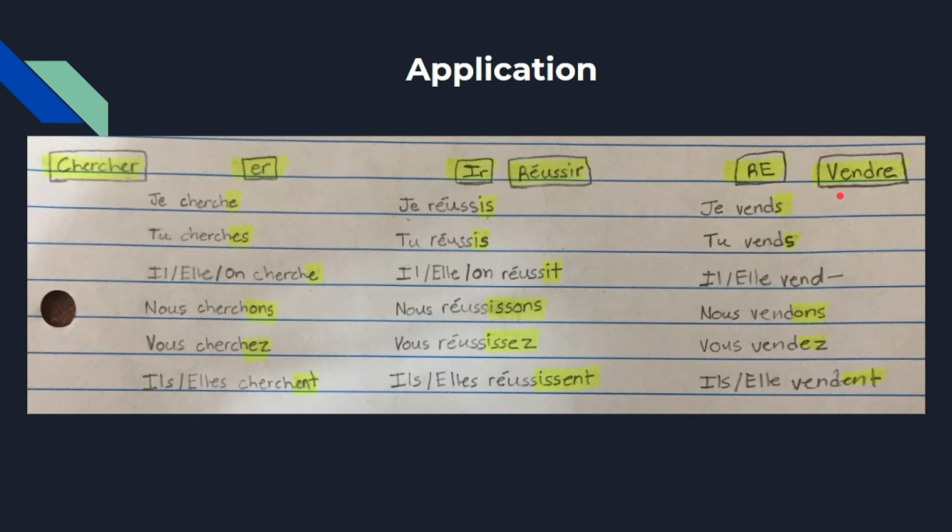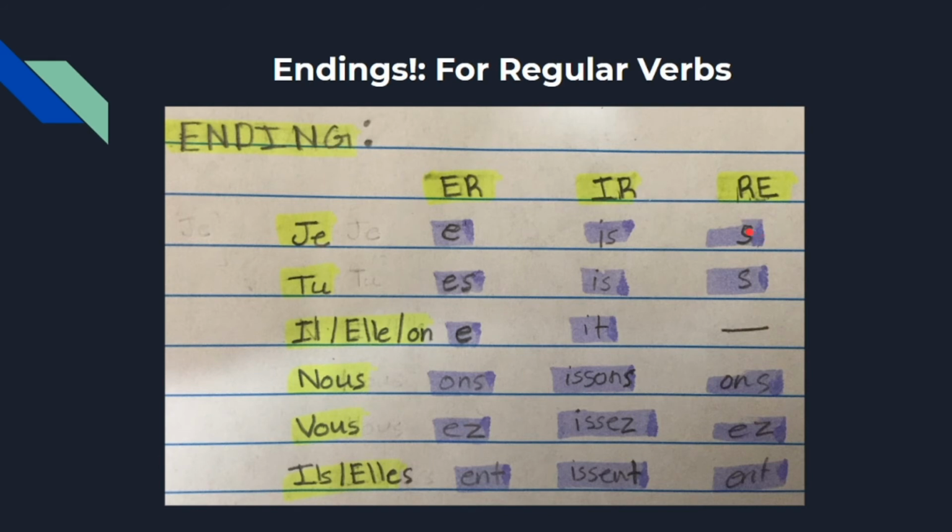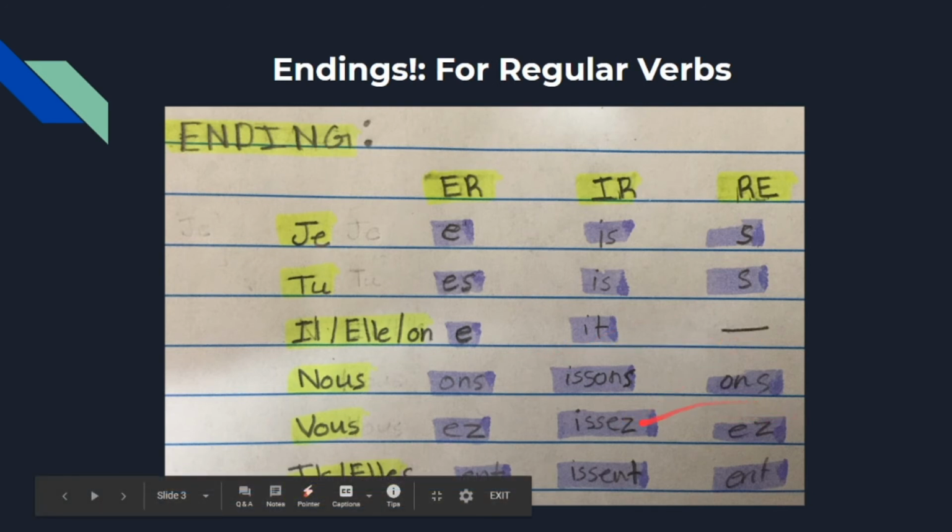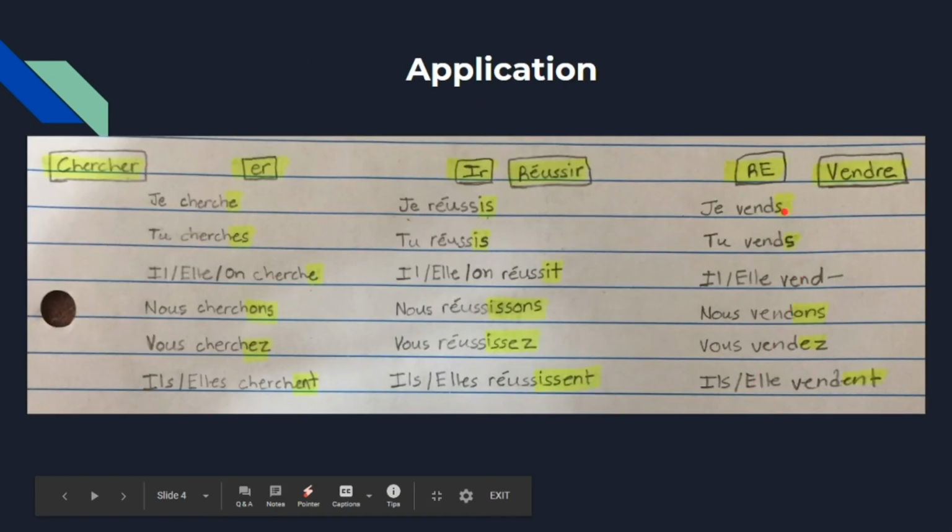Vendre, same thing for vendre, because vendre means to sell, and it's a regular RE verb. So we would look at our subject right here, and we could go back and see that the endings for RE verbs for je is S, for tu is S, for il, elle, on, it's nothing, for nous it's ONS, vous it's a Z, and ils, elles is NT. So we go back to our example right here: S, S, nothing right here, so rien, and for nous it would be vendons, vous vendez, il, elle, vend. So we would just plug in our endings.